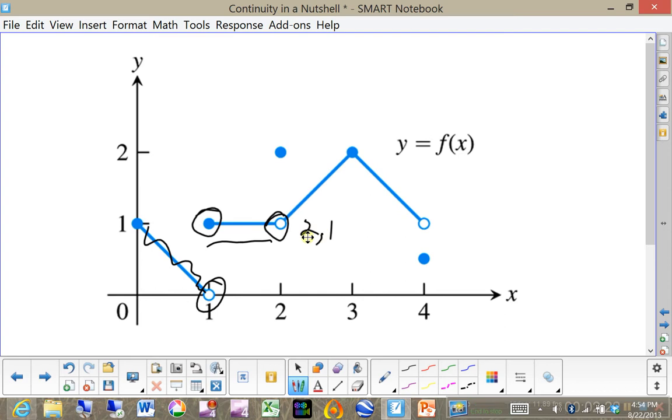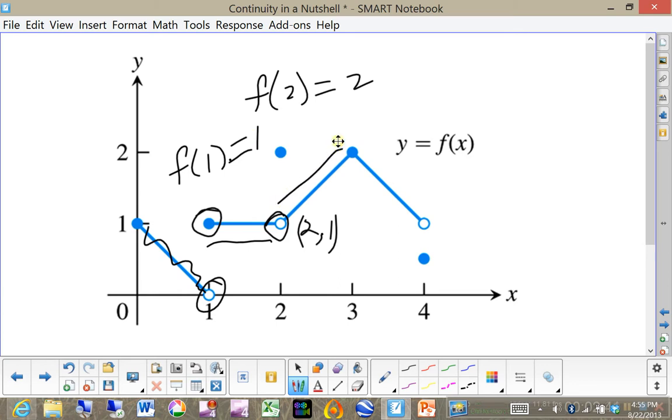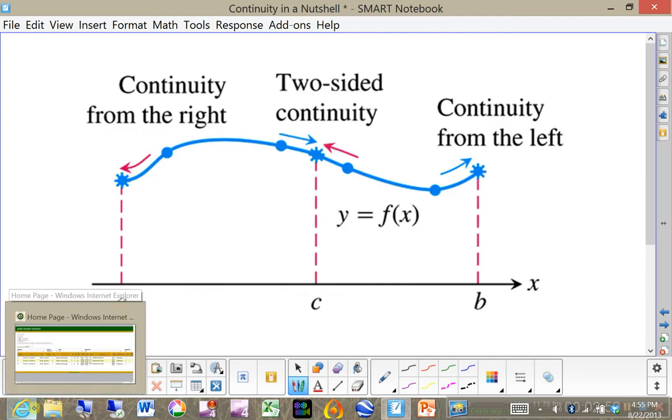In other words, that point does not exist, but the functional value of 2 is equal to 2, and the functional value of 1 is equal to 1. The function is then continuous, and continues to be continuous up until x equals 4, and then takes another jump. So this is a very discontinuous function, although it does have a lot of points that are continuous.